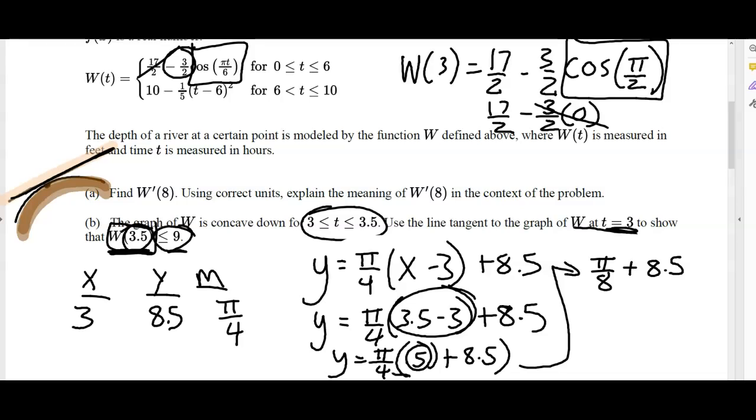And golly, that's not a very pretty number, is it? Pi divided by 8. So I guess what I would do at this point is I would just change that into a decimal. I would divide the top, which is about 3.14 by 8. That's going to be 0.3925.